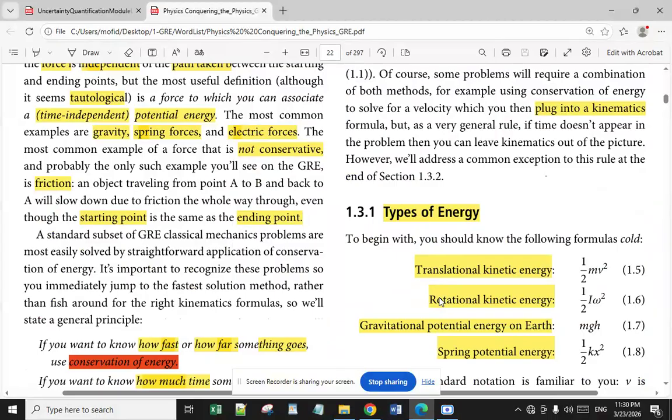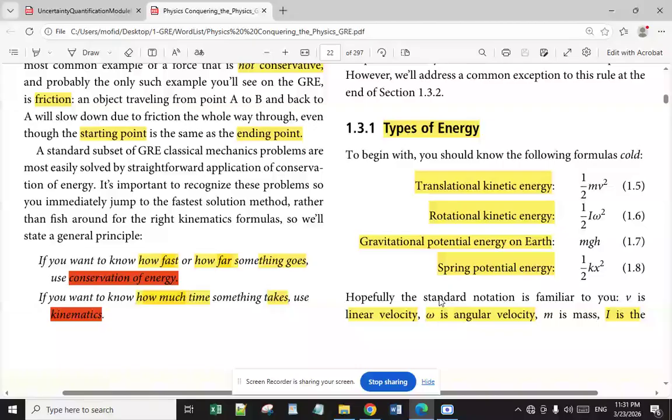1.3.1.1 Types of energy. To begin with, you should know the following formulas. Equation 1.5: translational kinetic energy, 1/2 m v^2. Rotational kinetic energy, 1/2 I omega^2. Gravitational potential energy on Earth, mgh. Spring potential energy, 1/2 k x^2.